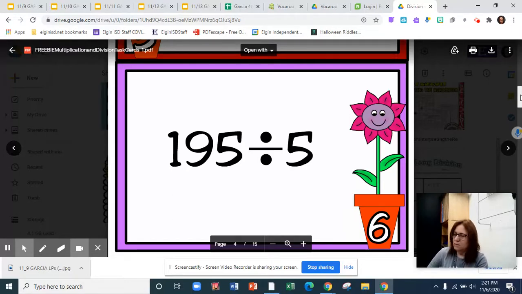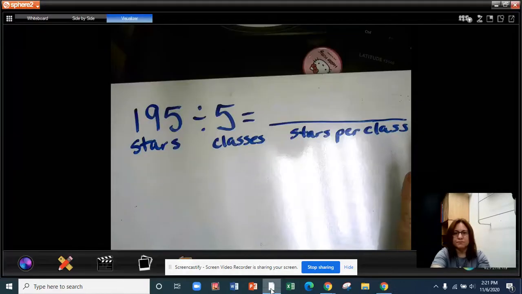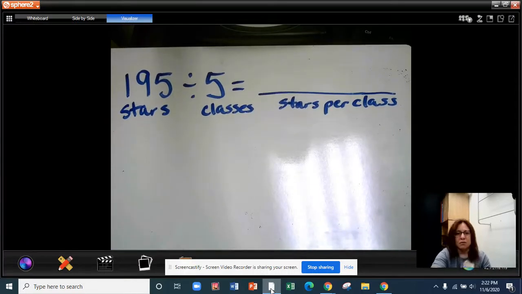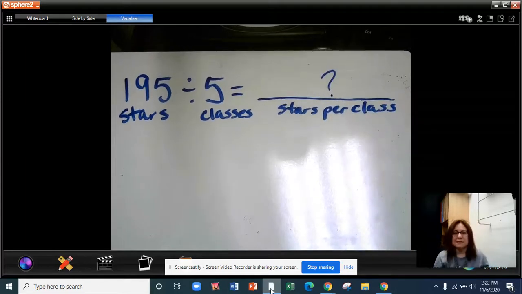Let's see, there were 195 gold stars to go on Education Galaxy bulletin board out there in the hall, and divided by 5 classes. Okay, so our problem, 195 divided by 5. All right. Okay, I'm ready. Let's do the document camera again. Okay, so 195 stars divided by 5 classes, and we're looking for how many stars per class.